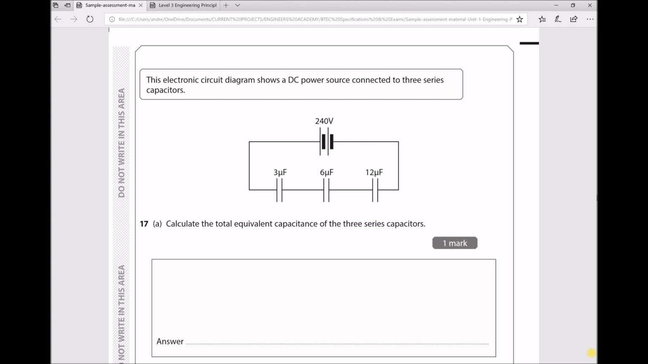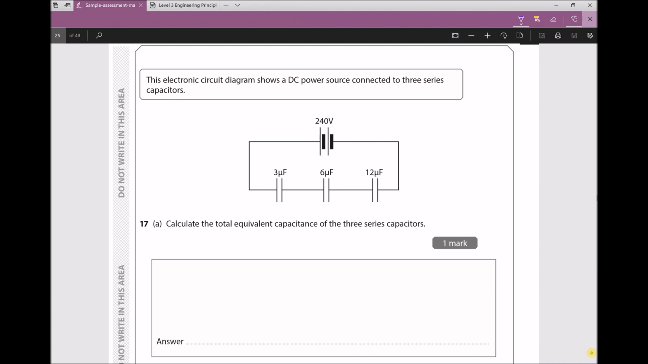Meaning for this particular circuit, where we have capacitors in series, our formula is as follows. We have 1 over the total capacitance equals 1 over capacitor 1, plus 1 over capacitor 2, plus 1 over capacitor 3. Now, because all of the capacitors in the circuit have their capacitance in microfarads, we can use those values as they're seen there, providing we remember our final answer is also in microfarads.